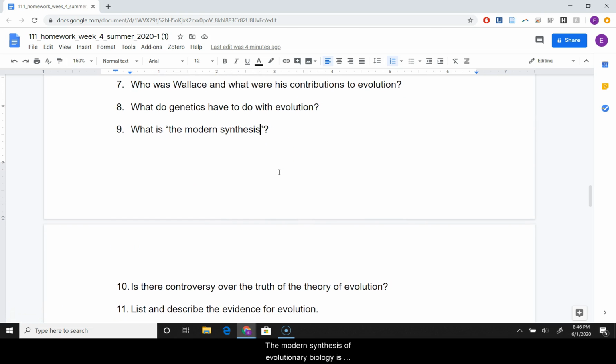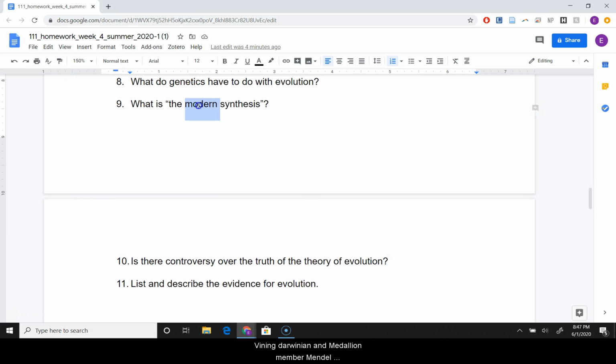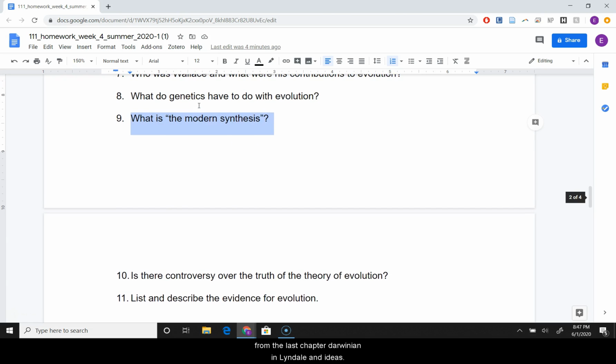The modern synthesis of evolutionary biology is combining Mendelian genetics with the ideas of Darwinian evolution. And this is actually kind of like a 60 or 70-year-old idea. Now that we have even more modern technology, the modern synthesis is getting even better. The evidence is getting even more robust, even though it was already super robust in like the 50s. But yeah, combining Darwinian and Mendelian, remember Mendel from the last chapter, Darwinian and Mendelian ideas.